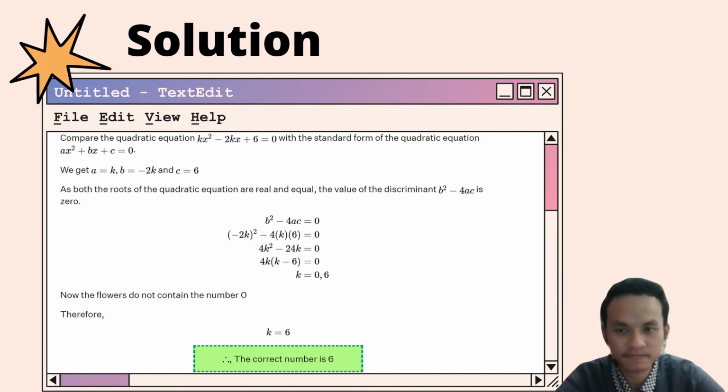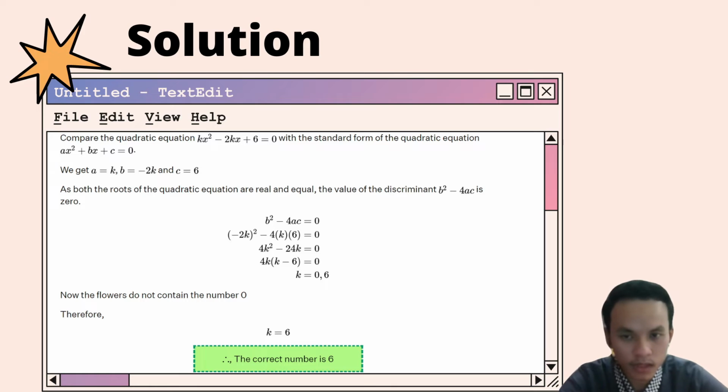So for the solution, we must compare the quadratic equation given, which is kx squared minus 2kx plus 6 equals to 0, with the standard form of the quadratic equation, which is ax squared plus bx plus c equals to 0. Thus, we will get the value of a is k, the value of b is minus 2k, and c is 6. So, as both of the roots of the quadratic equation are real and equal, the value of b squared minus 4ac will be 0. So we must use b squared minus 4ac equal to 0.